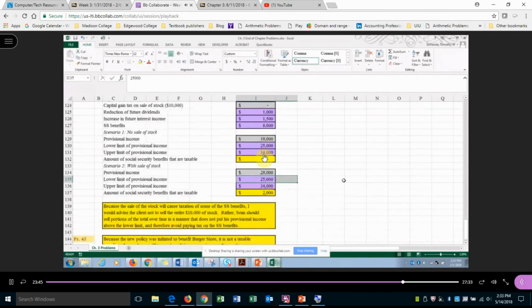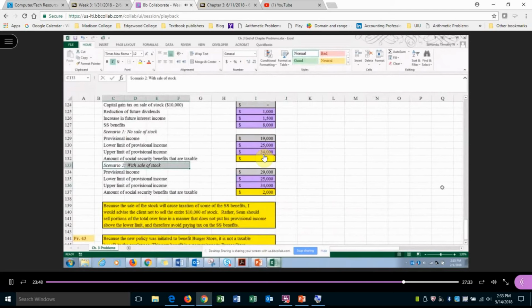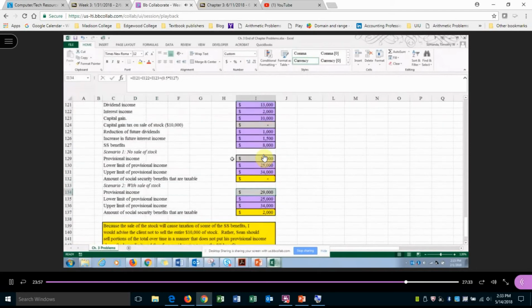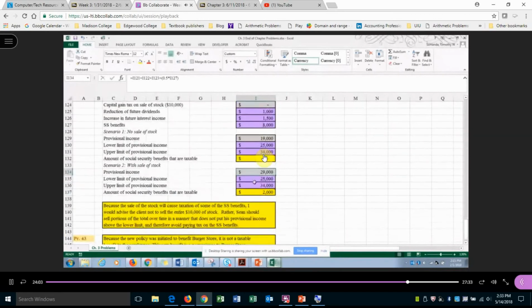then none of the Social Security benefits are taxable. Now scenario 2: my client sells all of the stock and realizes a $10,000 capital gain on the sale of that stock. Now my provisional income is going to go from $19,000 up to $29,000. Look what that does to our provisional income. It puts it between the lower limit and the upper limit. That means that some of my Social Security benefit is going to be subject to taxation. Now the question is, if I sell all this stock and get a $10,000 cap gain, how much will be taxable?